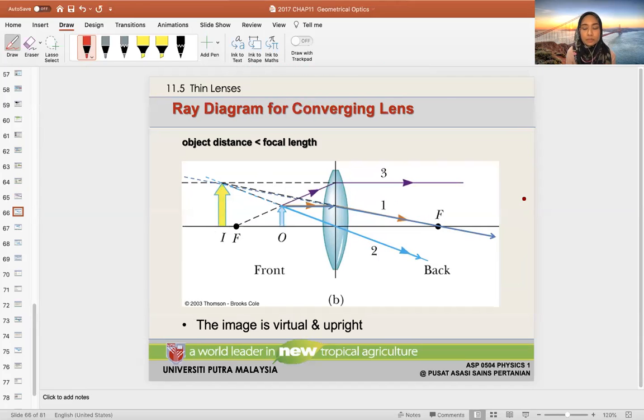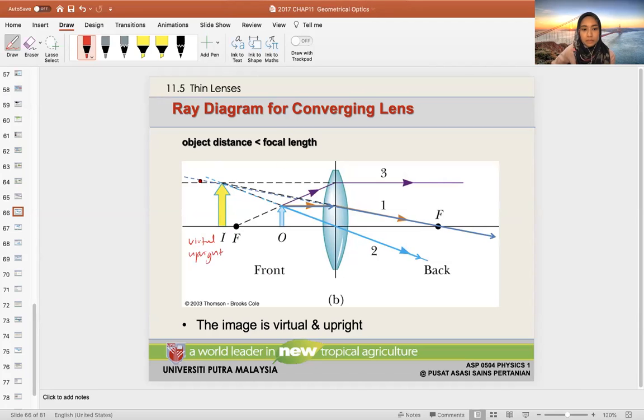Okay, so when your object is less than the focal length, the image is virtual because it is in the same place as your incident light. We don't want that. We usually want our light to be at the back of the lens. So if it forms in the same place as your incident light, it is virtual. Here it is magnified and also upright.